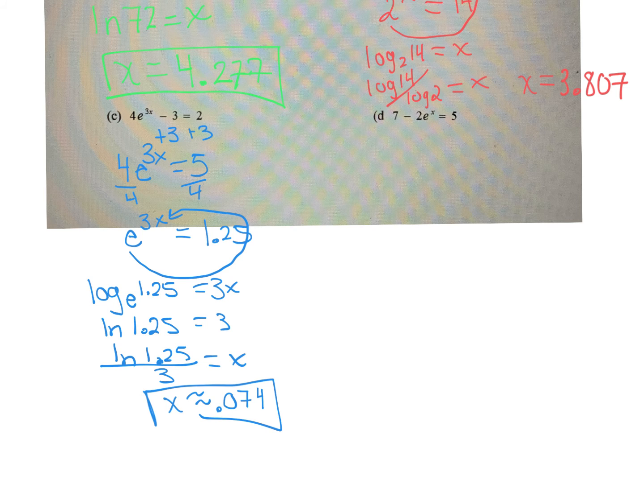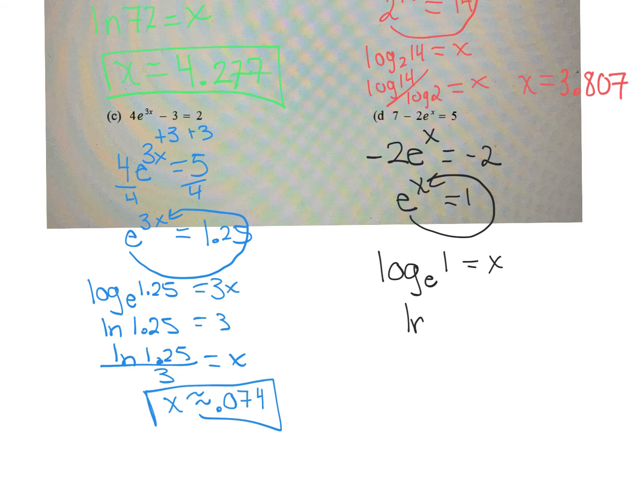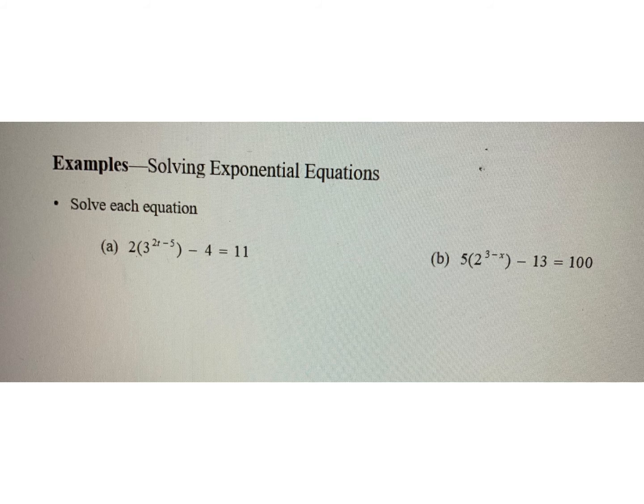Okay, this one's a little bit trickier, so subtract the 7 first. So negative 2e to the x equals a negative 2, then divide by the negative 2 on both sides. So e to the x equals 1. Please don't use a calculator for this one. If you can't see the answer yet, I'm going to get log base e of 1 equals x, which is ln of 1 equals x. Something to a magic power equals 1. Well, that means x equals 0. Because if you raise anything besides 0 to the 0th power, you will get 1. Okay, so let's keep using what we've learned.